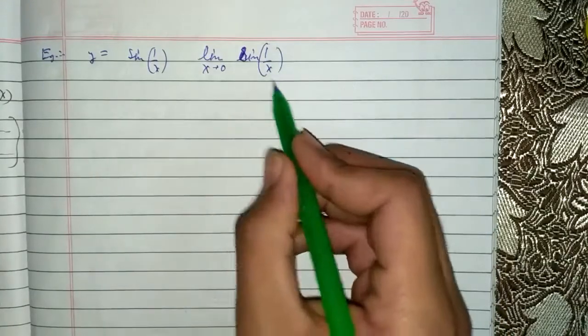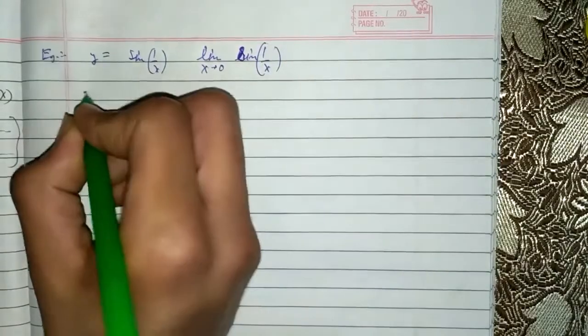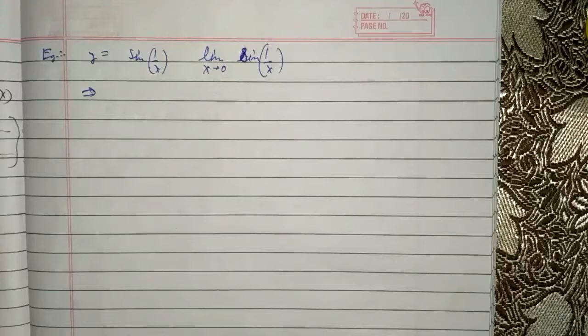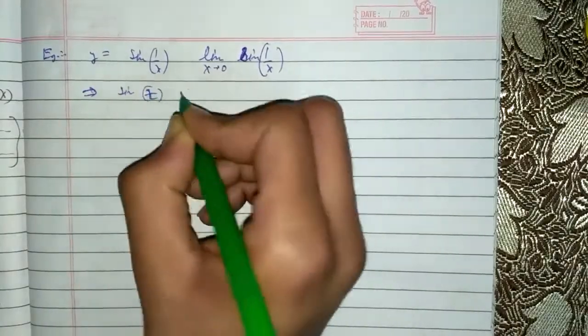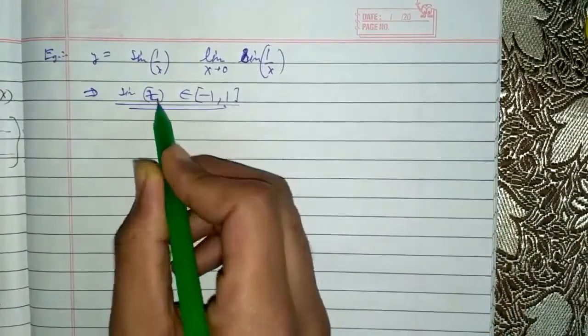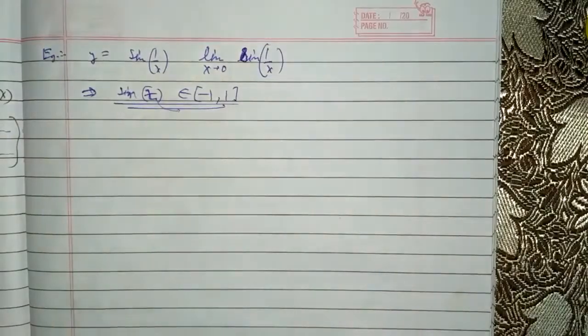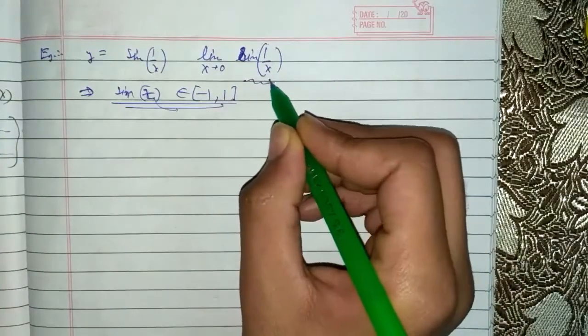So sin of 1 by x is sin of infinity, and we know that we cannot say any particular value of that. Sin of t belongs from -1 to 1. So as t approaches infinity, we cannot tell any specific value that sin t should have. So we say that as x tends to 0, this function is undefined.